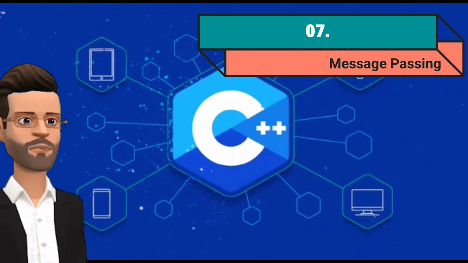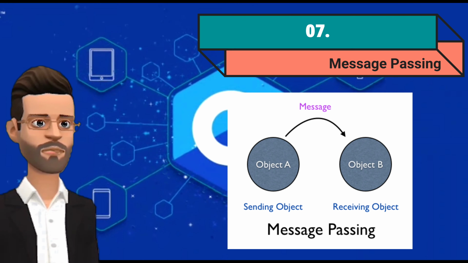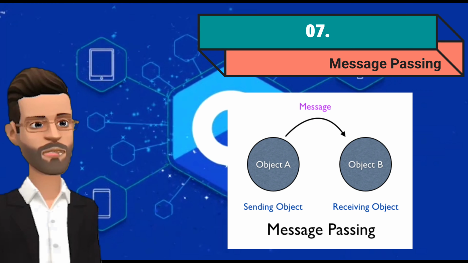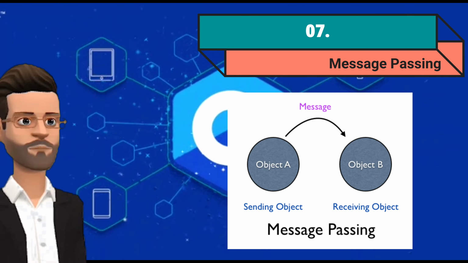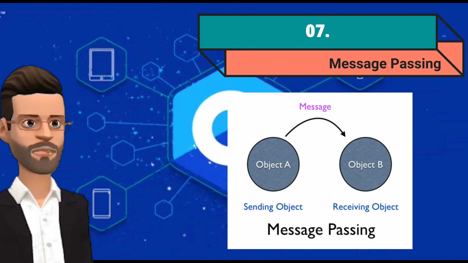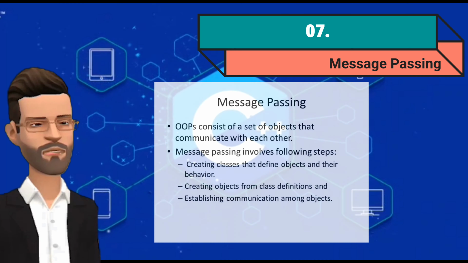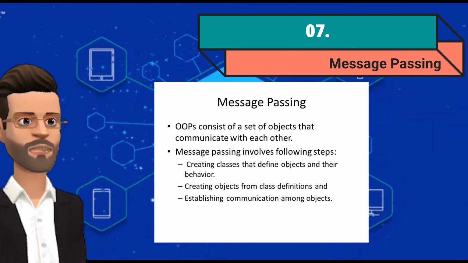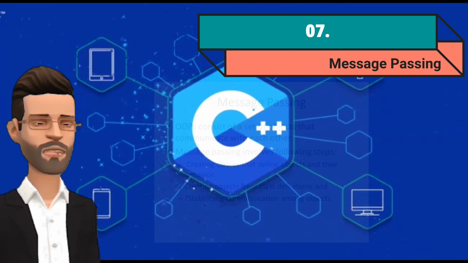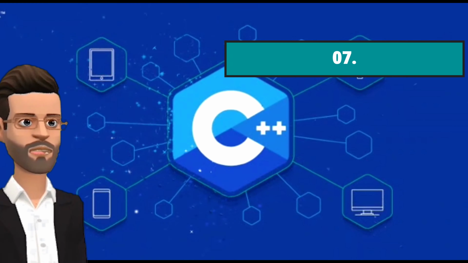The last one is message passing. Objects communicate with one another by sending and receiving information to each other. A message for an object is a request for execution of a procedure, and therefore will invoke a function in the receiving object that generates the desired results. Message passing involves specifying the name of the object, the name of the function, and the information to be sent.